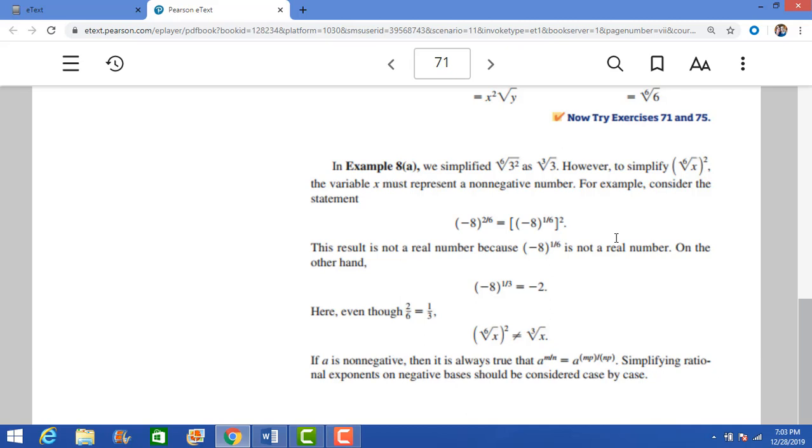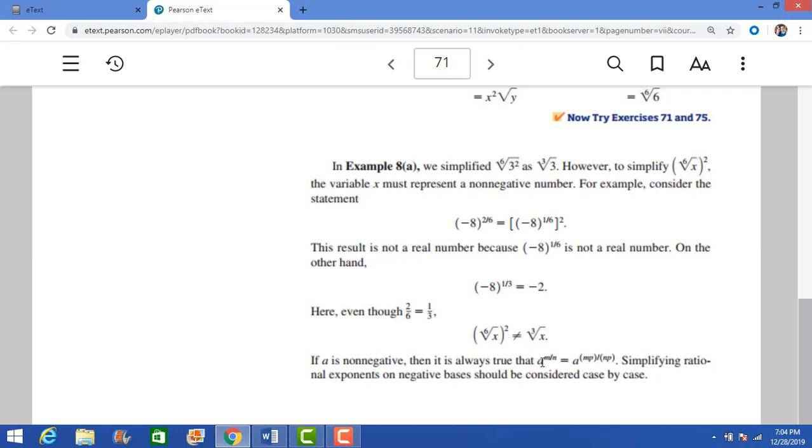Now, on the other hand, if we do it with 1/3, because this reduces to 1/3, negative 8 to the 1/3 power we know is negative 2. We don't have any problem with the odd root. So here, even though 2/6 is equal to 1/3, we cannot make that equation.